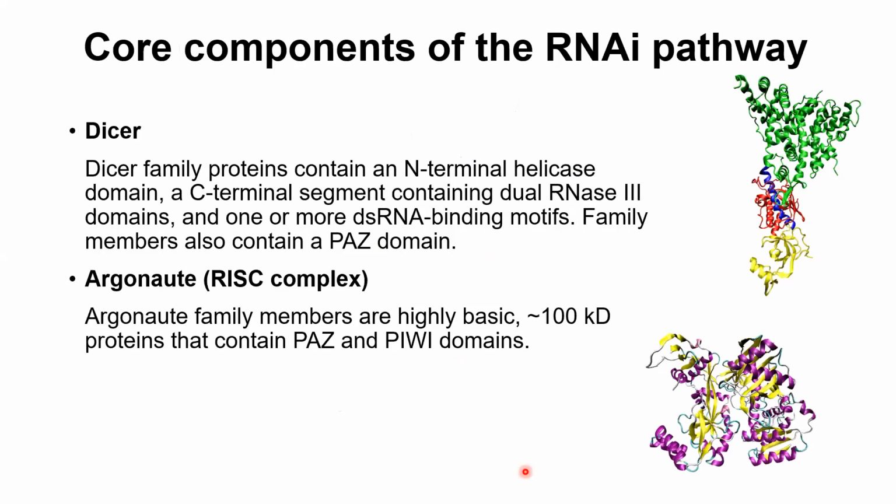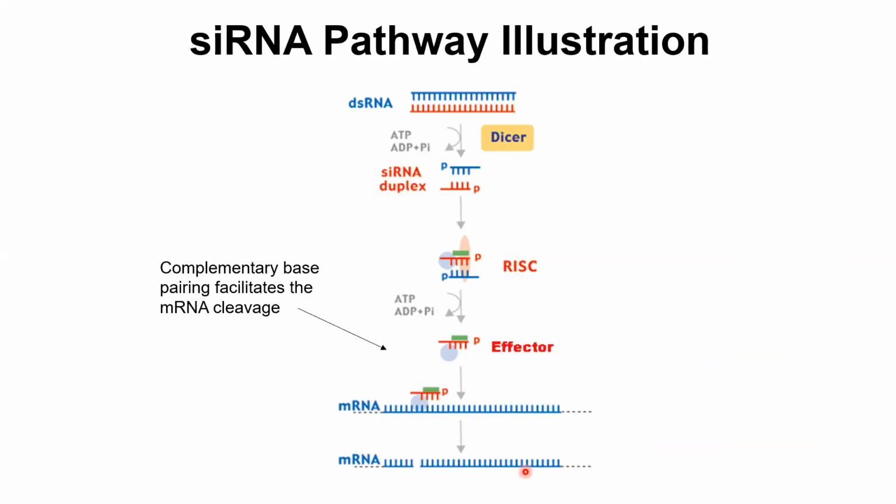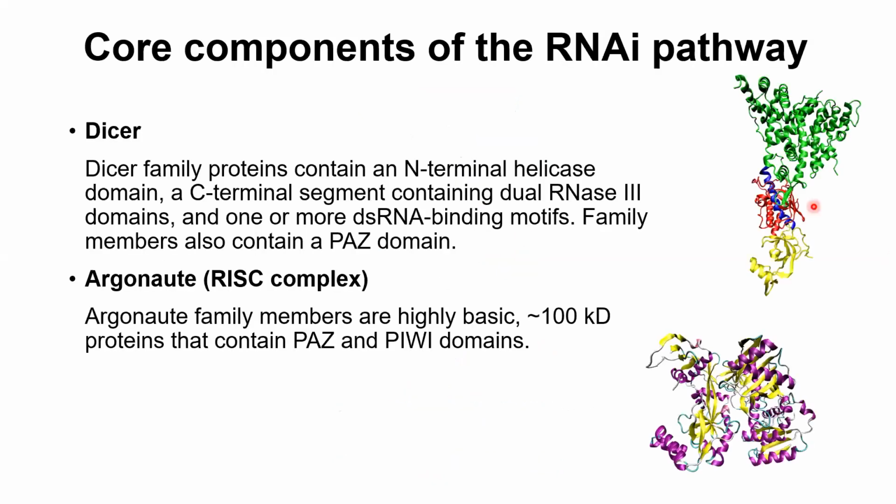The two important proteins that we discussed here are dicer and RISC. So this is the 3D structure of dicer, and this is the 3D structure of argonaute. Argonaute is one of the most important proteins of the RISC complex. In argonaute, there are two domains, the PAZ domain and the PIWI domain.